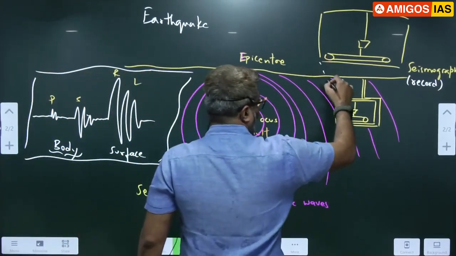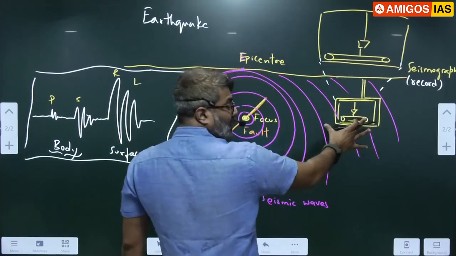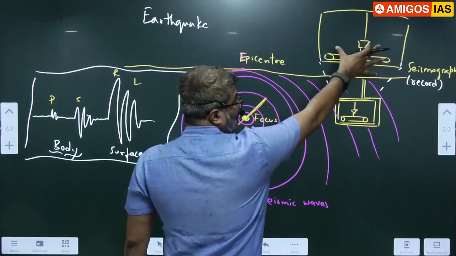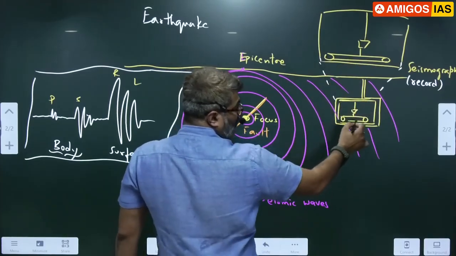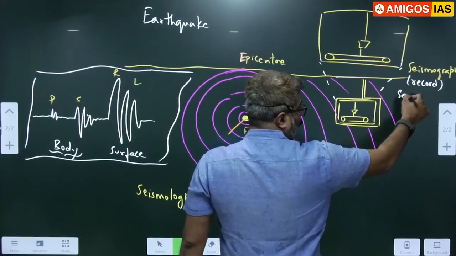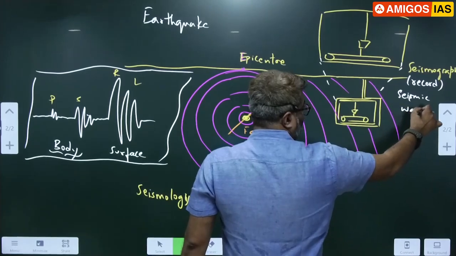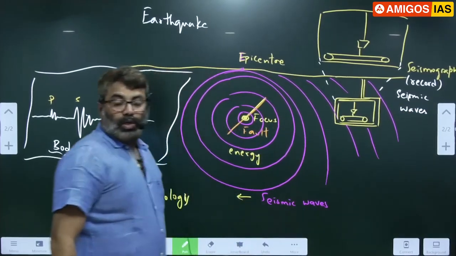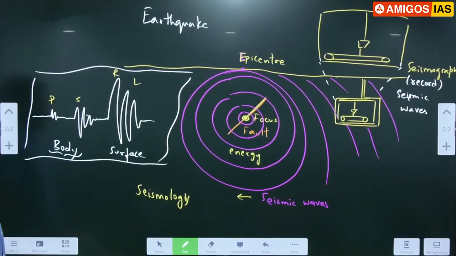This is how the seismograph looks. This is a seismograph placed here. The bigger version I'm showing you for your understanding, because this is a very small diagram. So what does a seismograph do? It records seismic waves. The seismic waves help us to understand what is happening inside the earth.